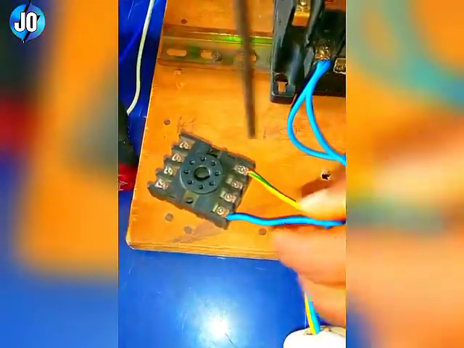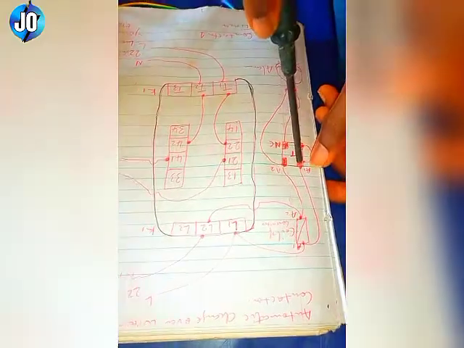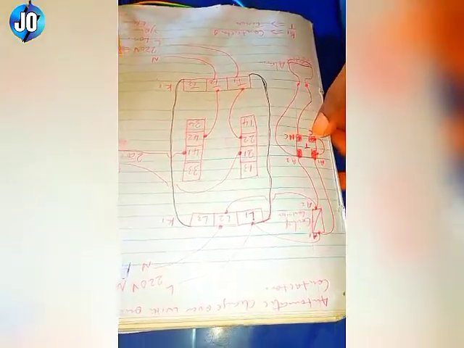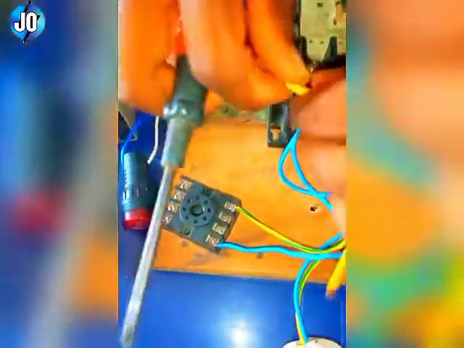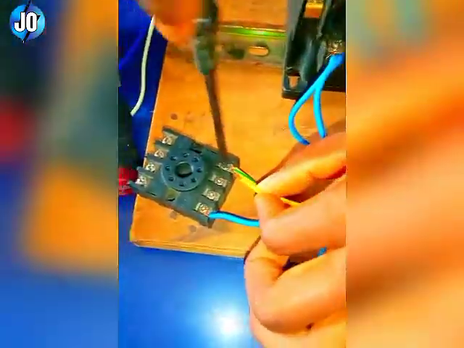Looking at the diagram now, the A1 of the timer connects to the common of the timer. Terminal number 8 is the common of this timer. So I'm connecting this A1 of the timer, which is this.